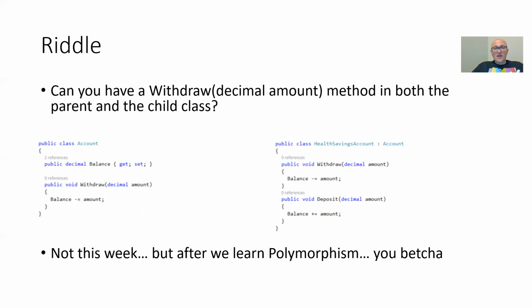We can't have methods defined in both the parent and the child, but there is a way to do it. It's one of the pillars of object-oriented programming. It's called polymorphism, and we'll learn about that very soon. But just know for now that property names and method names need to be unique in the parent and the child.